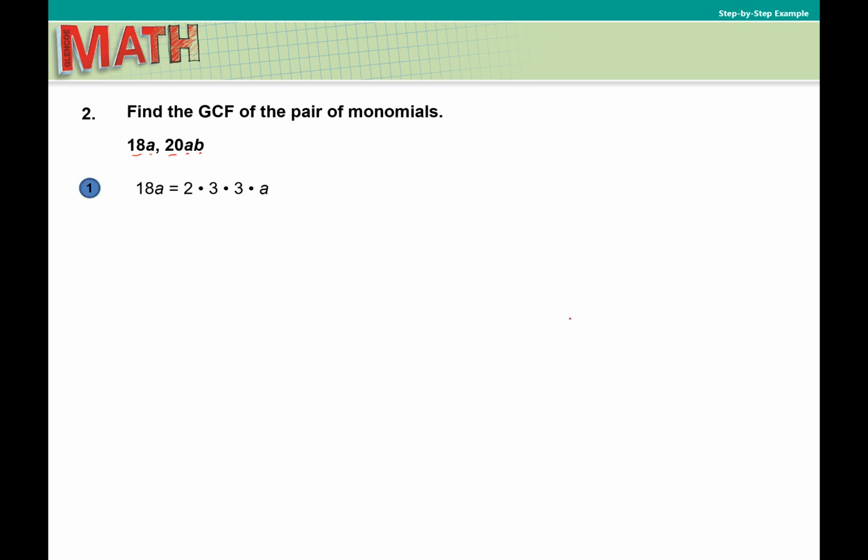Okay, so we'll expand it out. 18a is 2 times 3 times 3 times a. 2 times 3 is 6, 6 times 3 is 18, 18 times 1a is 18a. And then 20ab is 2 times 2, which is 4, times 5, which is 20, times 1a, which is 20a, times 1b, which is 20ab. Then we can circle our common factors.